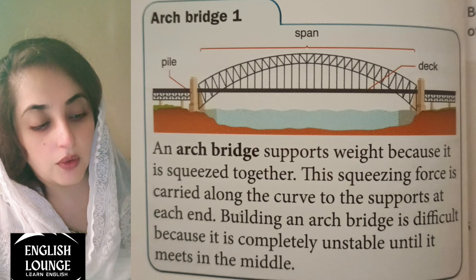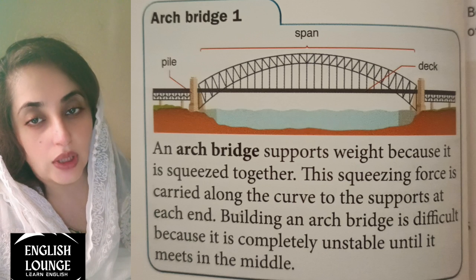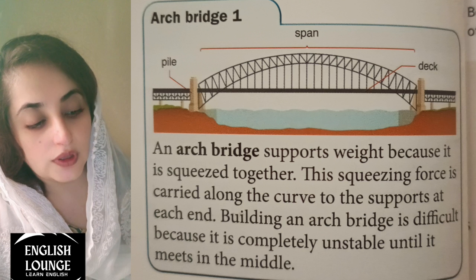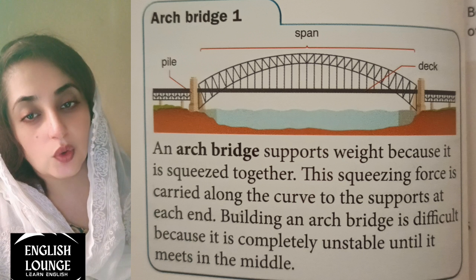Arch bridge 1. An arch bridge supports weight because it is squeezed together. Squeezed means pressed together. This squeezing force is carried along the curve to the supports at each end. Building an arch bridge is difficult because it is completely unstable until it meets in the middle.